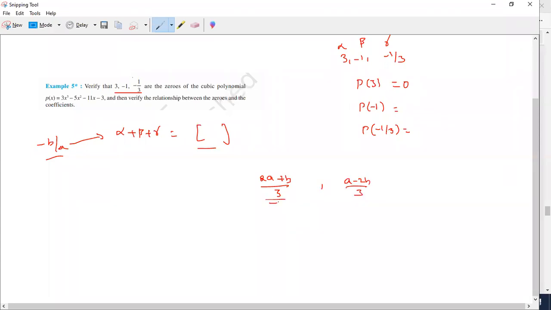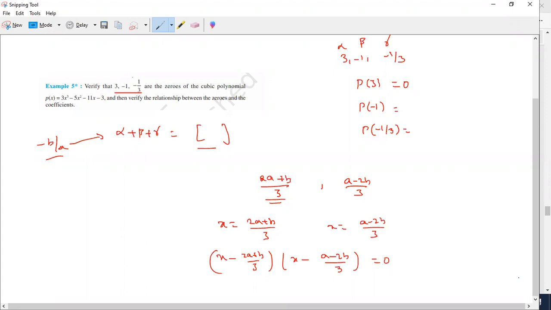These are the zeros of the polynomial, correct? Yes, sir. What is meant by zeros of the polynomial? At x is equal to (2a plus b) by 3, and at x is equal to (a minus 2b) by 3. That means (x minus (2a plus b) by 3) into (x minus (a minus 2b) by 3) is equal to 0. That's it.